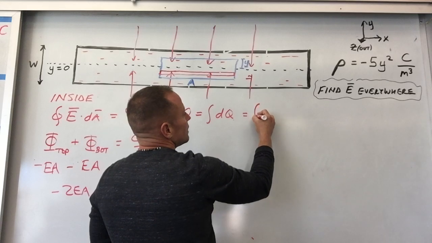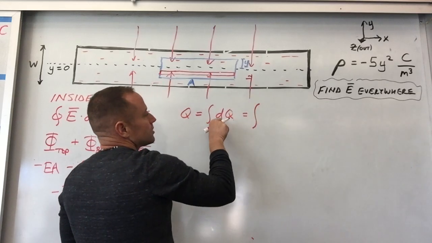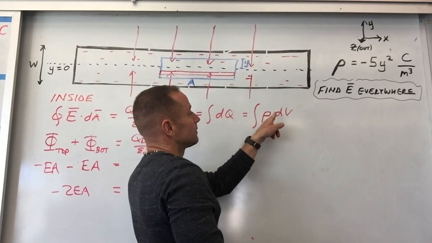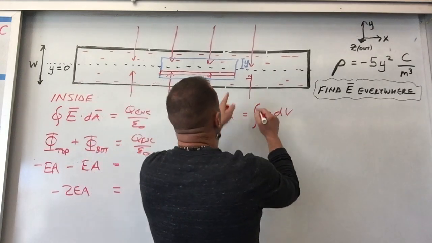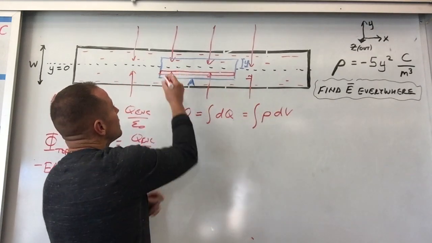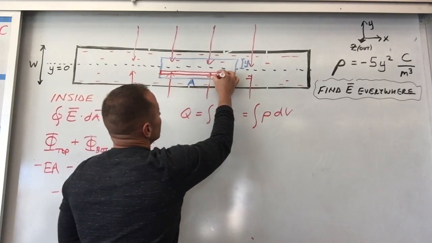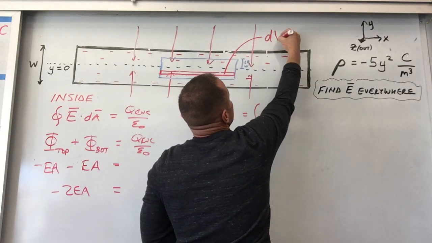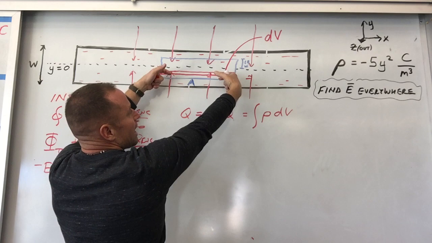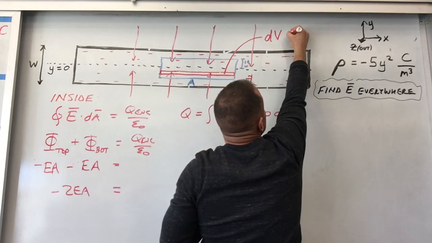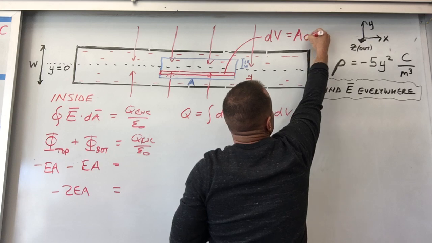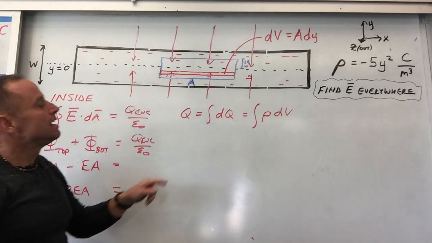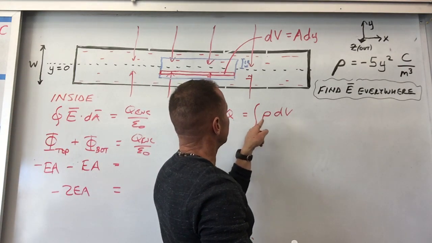This would be your little itty bitty volume. Your little bit of charge is going to be charge per volume times volume, or rho dV. If we choose this little slab to be our mini volume, our dV, then it's basically the area of that slab times its itty bitty thickness. The area of that slab is A, and the thickness would be dy. So there's our dV.